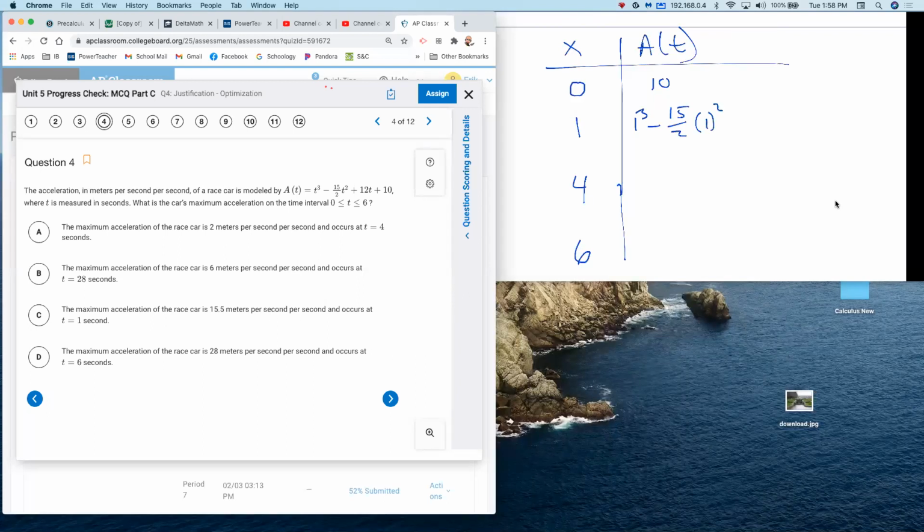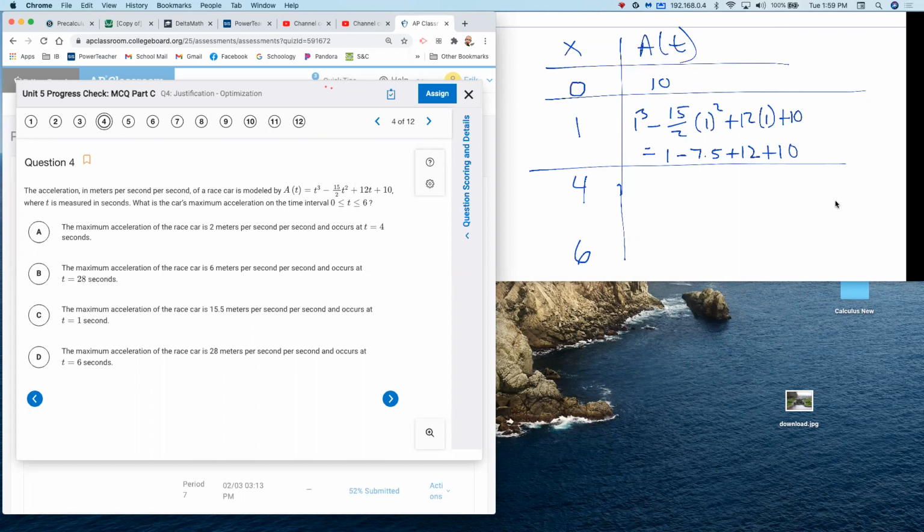Okay, so if I put in 1, that'd be 1 cubed minus 15 divided by 2 times 1 squared plus 12 times 1 plus 10. If I keep on thinking about what that is, that's 1 minus 7.5 plus 12 plus 10. Okay. Any questions on that?